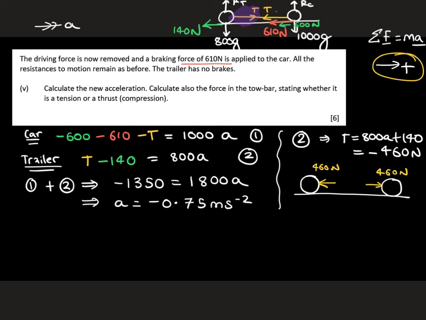Now, that means if we actually look at the tow bar itself, the forces in the tow bar must be equal and opposite to these two yellow forces. So there must be 460 newtons here in the tow bar and 460 newtons here in the tow bar as well. If we add the particles to this diagram, they would be here and here, the car and the trailer, and then we know there's 460 newtons like that now on the trailer, and there must be a matching 460 newtons like that on the car.